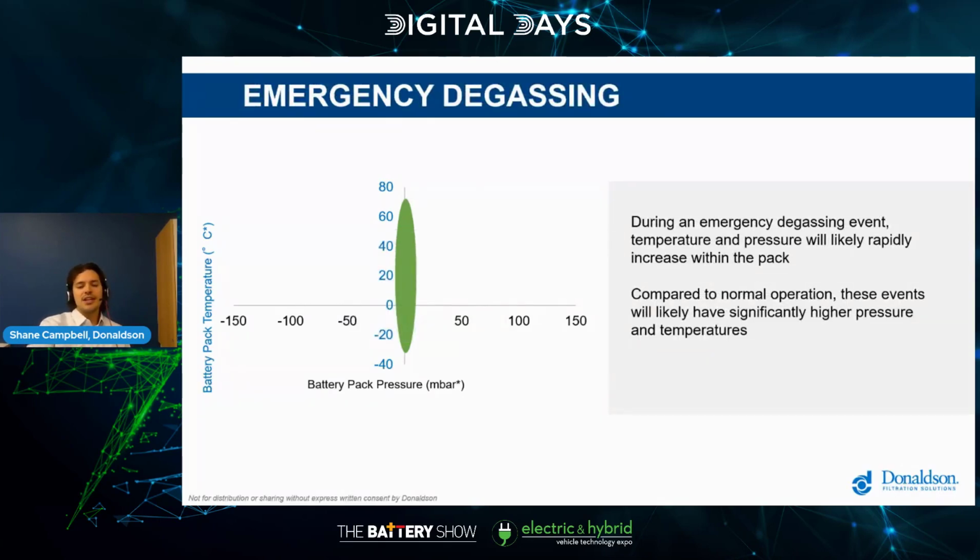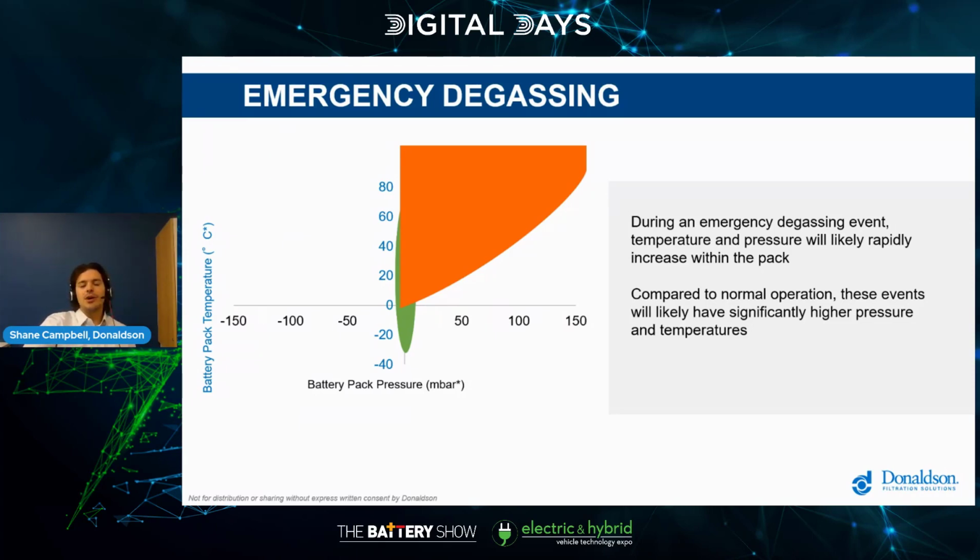And finally, the last edge case to include, this did not happen on your trip, thankfully, but if there were an emergency degassing event such as thermal runaway, we would see a very rapid increase in both temperature and pressure, and that is when the secondary function of a dual stage vent comes into play.